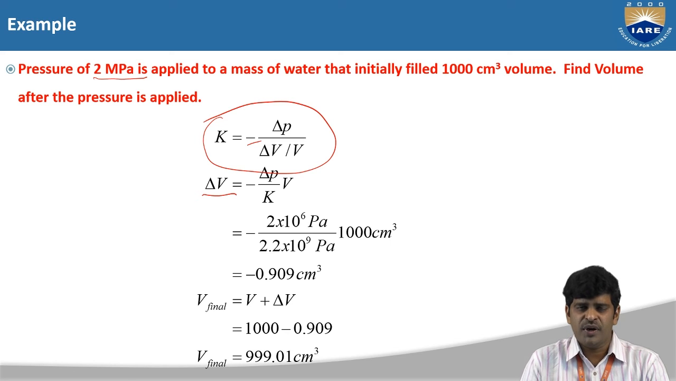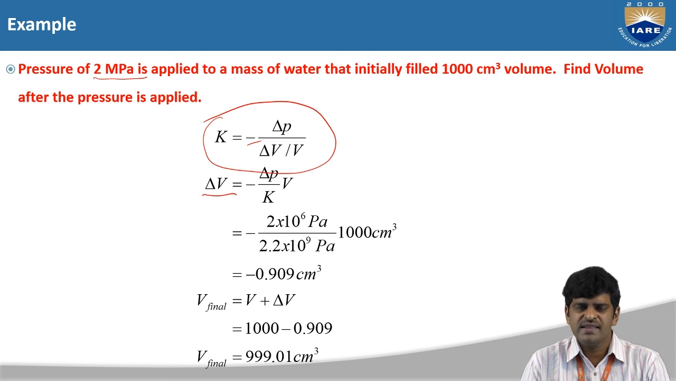That is the applied pressure. It has been given as 2 megapascals, which indicates 10 to the power of 6. So 2 into 10 to the power of 6 pascals over K. Here we take the value of K and V also. K is 2.2 into 10 to the power of 9 pascals. So finally we get minus 0.909 centimeter cube.